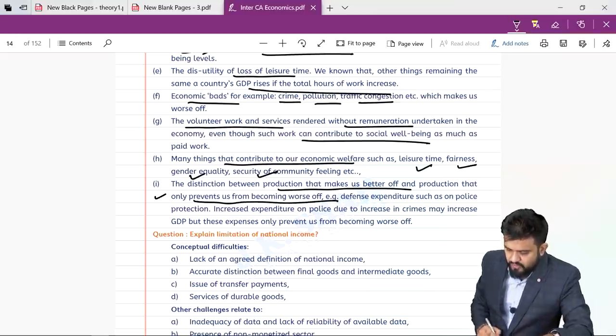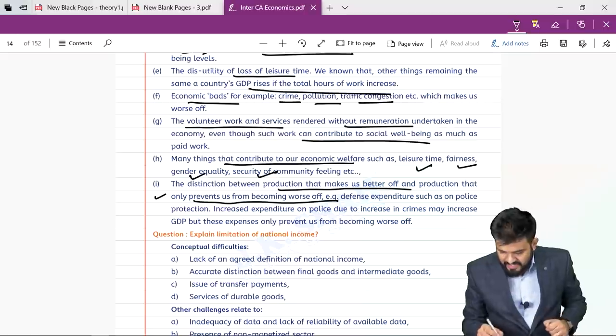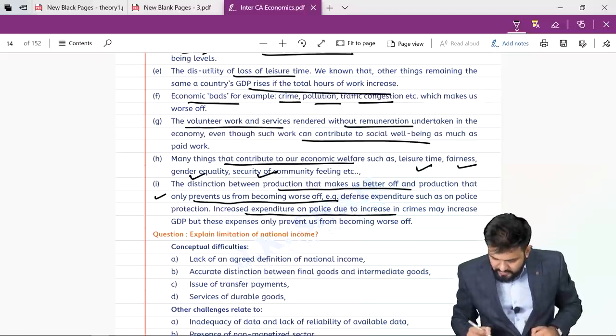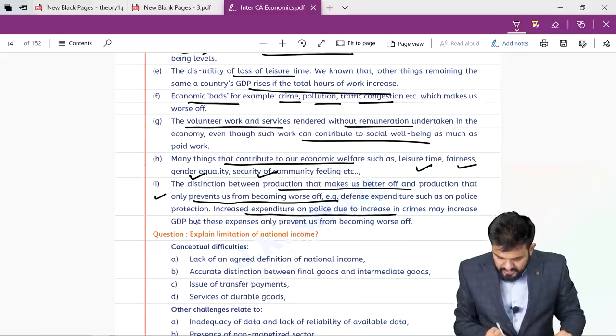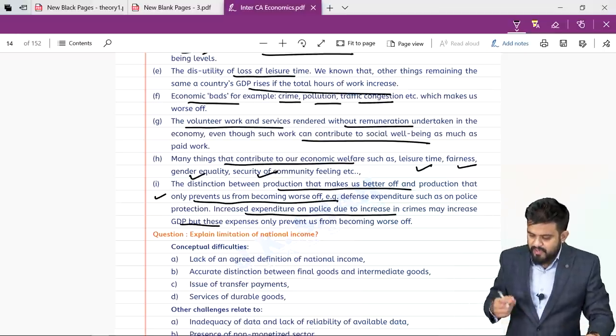So students, this comes the last point, distinction between production that makes better off and production that only prevents us from becoming worse off, like defense expenditure, police. Increased expenditure on police, increases in crime may also increase GDP, but these expenses may prevent us from becoming worse off.